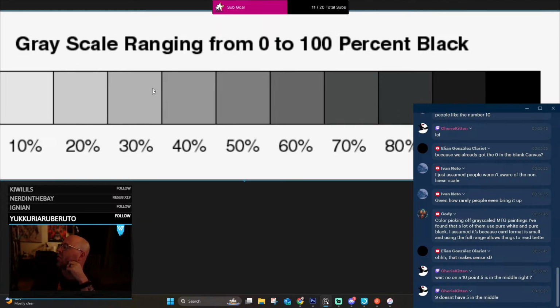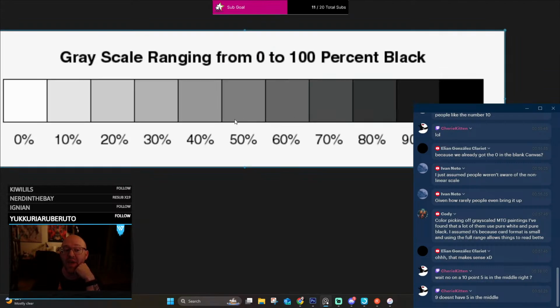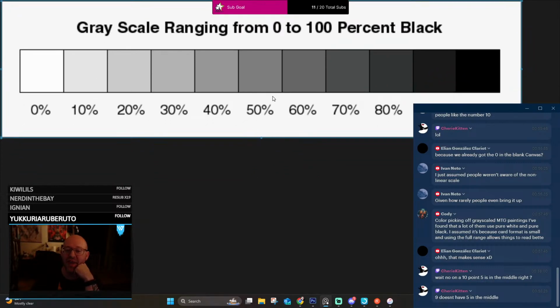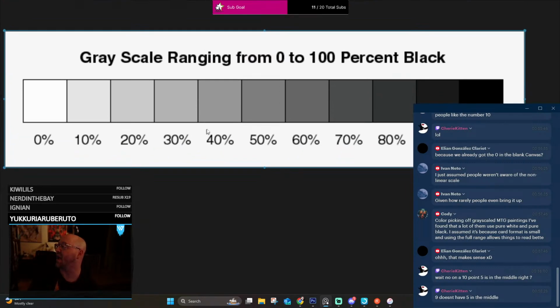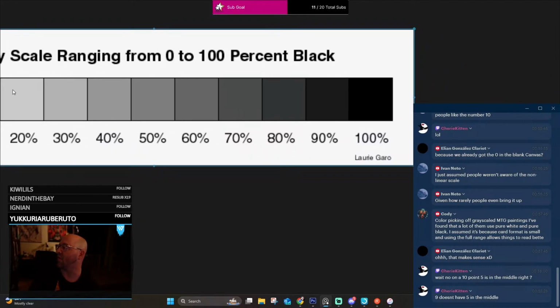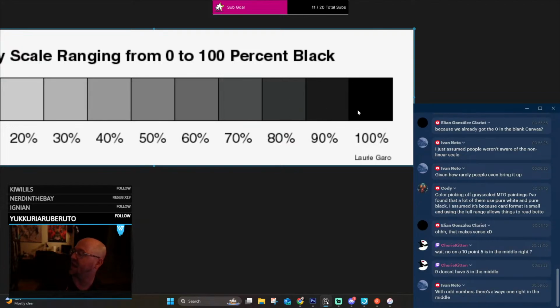Because this is the 1, 2, 3, 4, 5, 6, 7, 8, 9, 10. This is still a 10-point scale. So this is actually an 11-point scale. Count the blocks. The same reason these numbers, so if we really wanted just 9 points, here's 9 points. 1, 2, 3, 4, 5, 6, 7, 8, 9. Yeah, there's always one right in the middle.